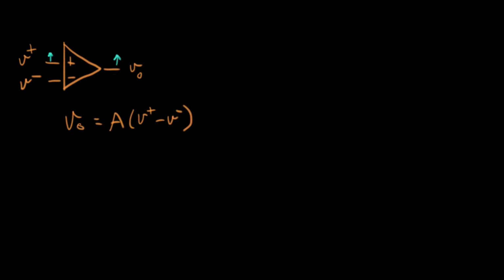Now, if I change it over to V minus, on the negative input, if V minus goes up, then V out goes down. That's called the inverting input, and this is called the non-inverting input. So on the non-inverting input, up goes up, and on the inverting input, if you go up, you go in the opposite direction on the output.